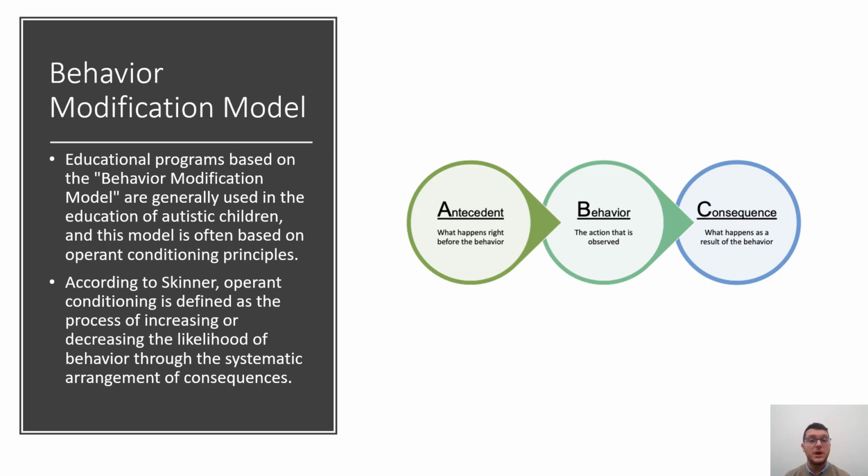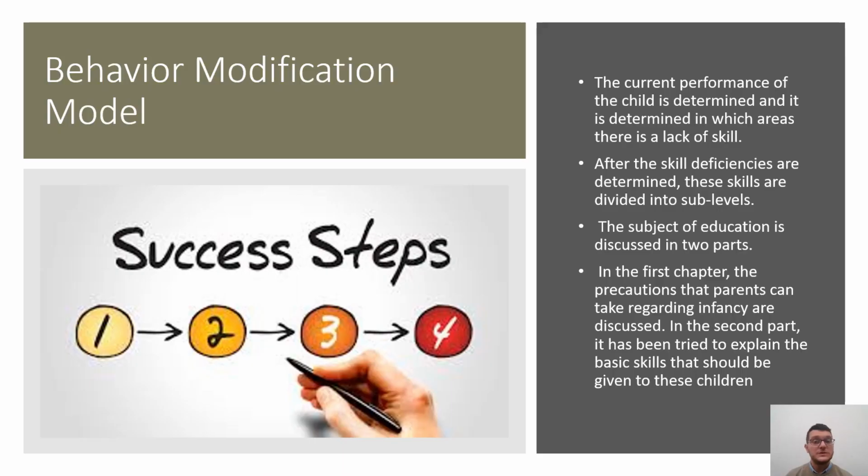In the behavioral model based on operant conditioning techniques, the following steps are given importance: antecedent, behavior, and consequence. In detail, what happens right before the behavior, the action that is observed, and what happens as a result of the behavior. More specifically, the current performance of the child is determined, and it is determined in which areas there is a lack of skill. After the skill deficiencies are determined, these skills are divided into sub-levels.